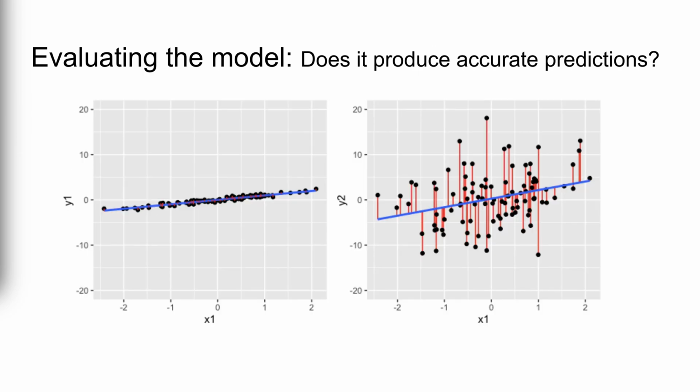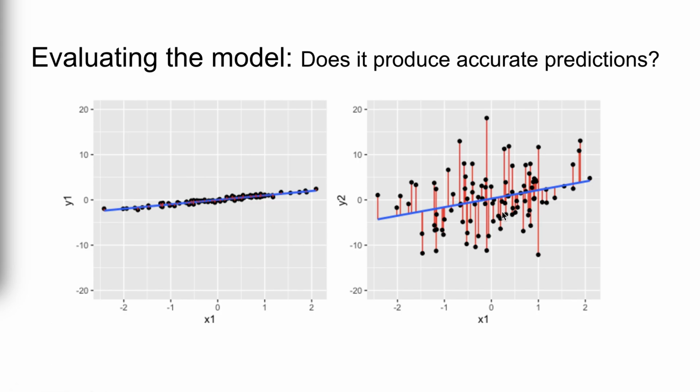A third question to ask is whether our model produces accurate predictions. As with our other two questions, we can answer this by investigating the residuals. For example, the residuals in the left plot are very small. Thus, the predictions from this model tend to be very accurate.